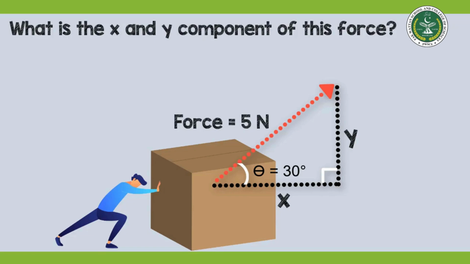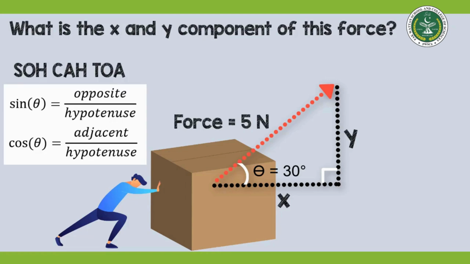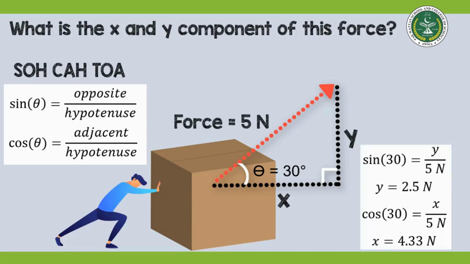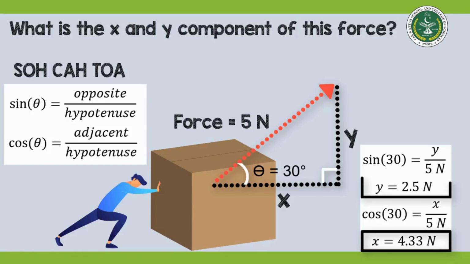To get the value, we use SOHCAHTOA. We just need to use the sine and cosine of theta and make use of the angle 30 degrees to get y and x respectively. Plugging in known values, now we have the x component, which is equal to 4.33 Newton, and the y component, which is 2.5 Newton of forces. They are all positive because they lie on the positive x and y axis.